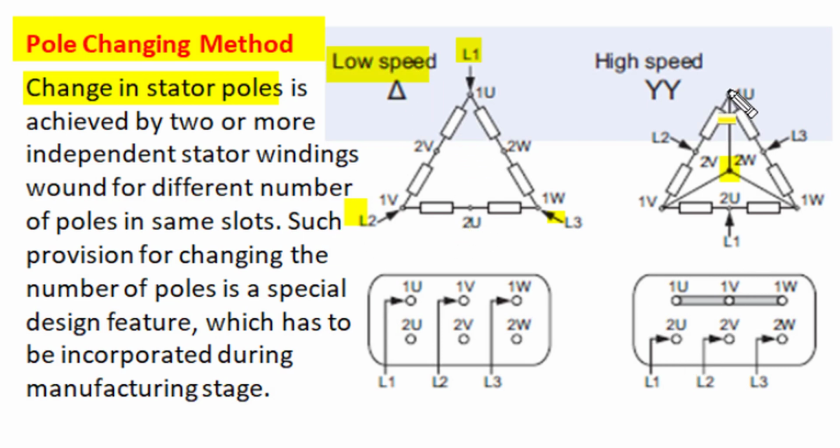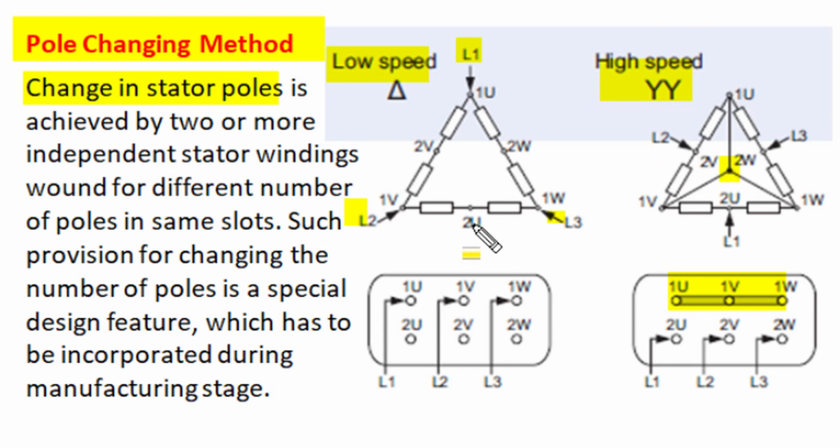And when 1U, 1V and 1W are interconnected to form a star, and these 2U, 2V and 2W are given the three-phase line, this winding becomes a double star winding with a smaller number of poles, and now this winding operates at high speed.